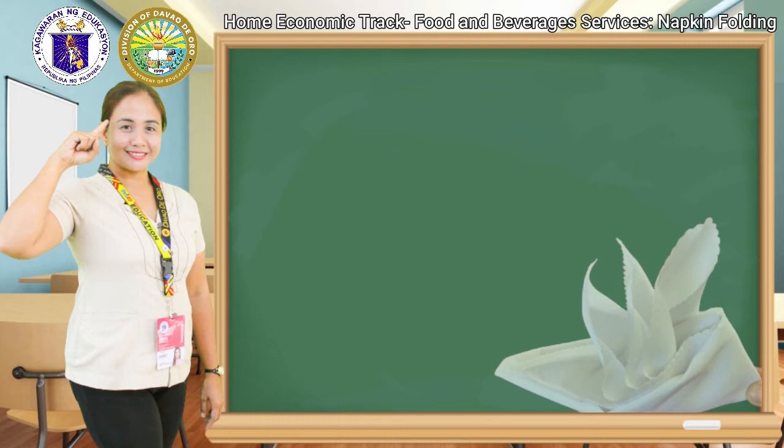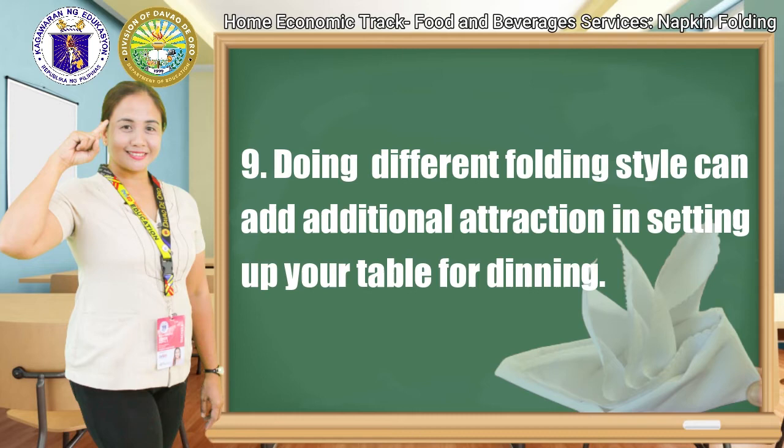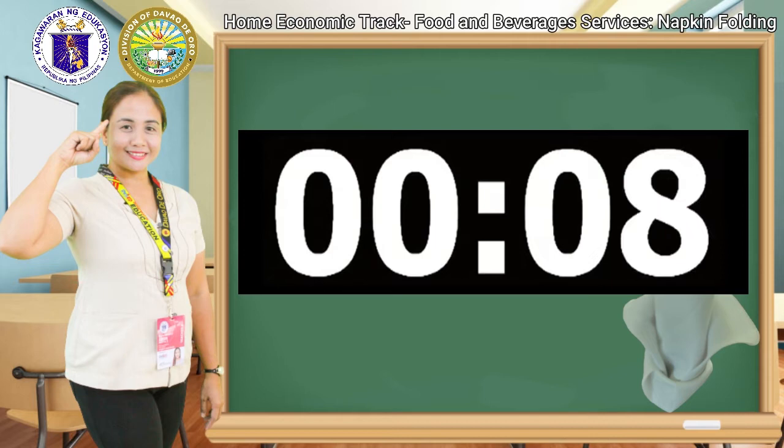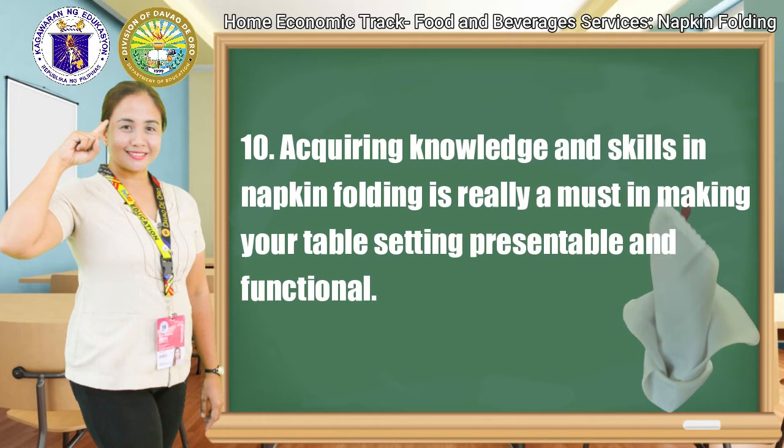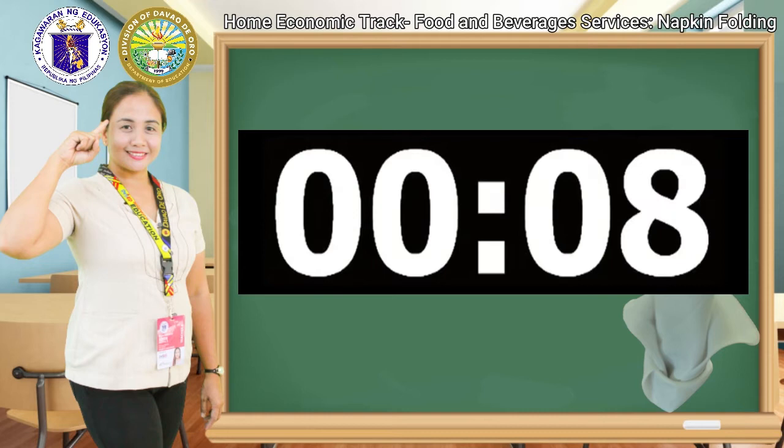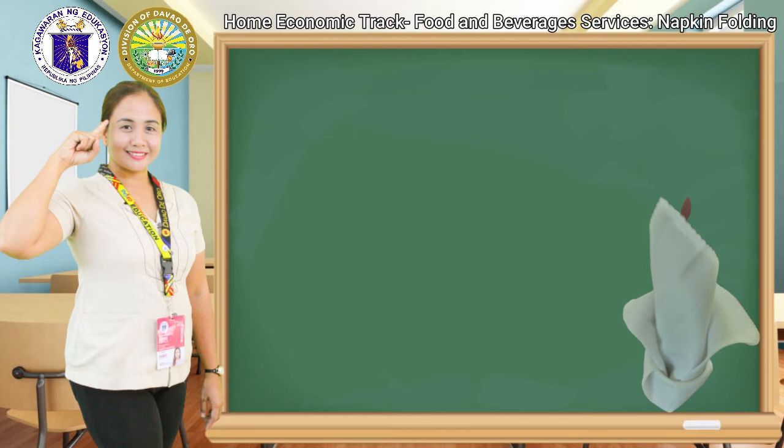Number 9. Doing different folding styles can add additional attraction in setting up your table for dining. True or false? You're right! The answer is true! And we are down to our last number. Number 10. Acquiring knowledge and skills in napkin folding is really a must in making your table setting presentable and functional. True or false? You're right! The answer is true!